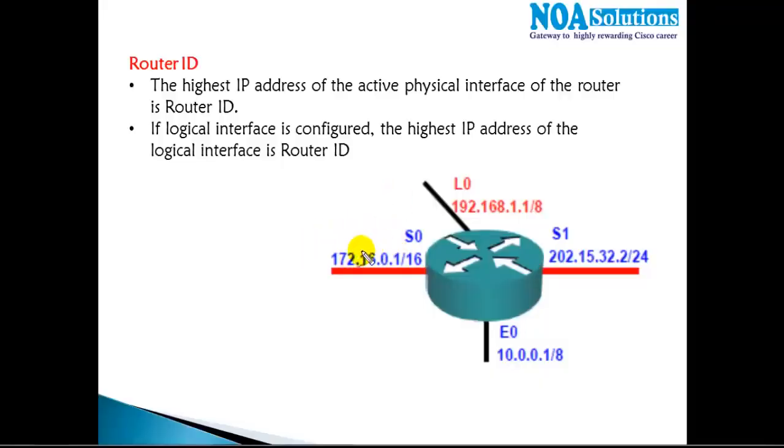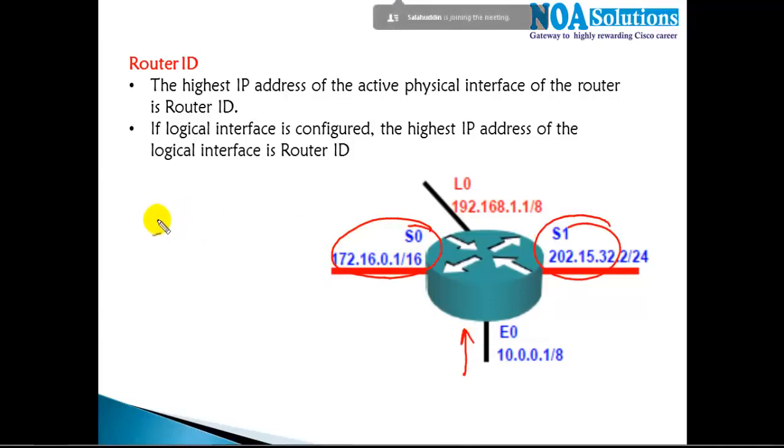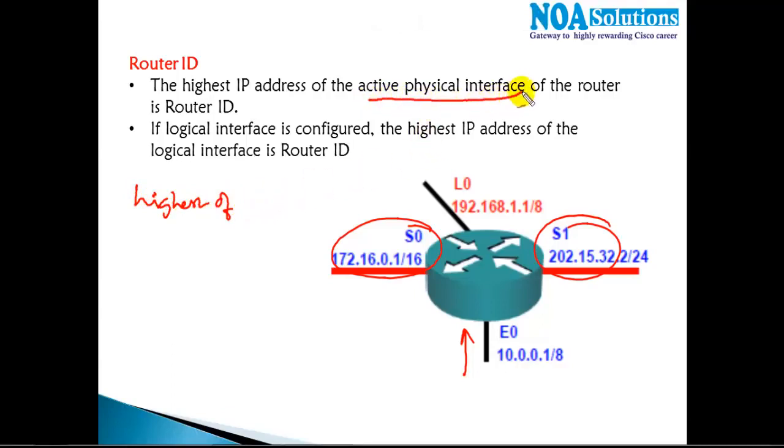Now let's see what default name it is going to take. Let's say I have these 3 interfaces. From whatever interface you are coming, it's going to by default take the highest IP of the active physical interface. Here I have 3 physical interfaces, S0, S1 and E0. Out of these 3, which is the highest? Now this S1 is the highest. This will become the router ID.